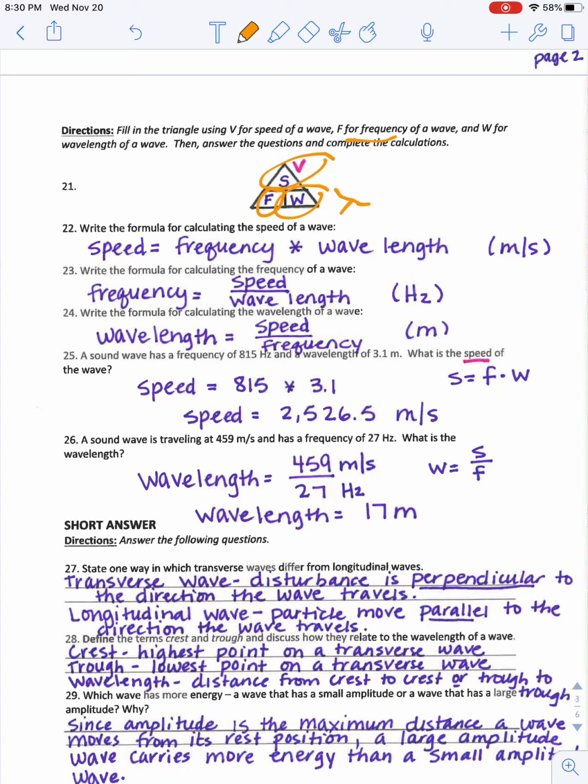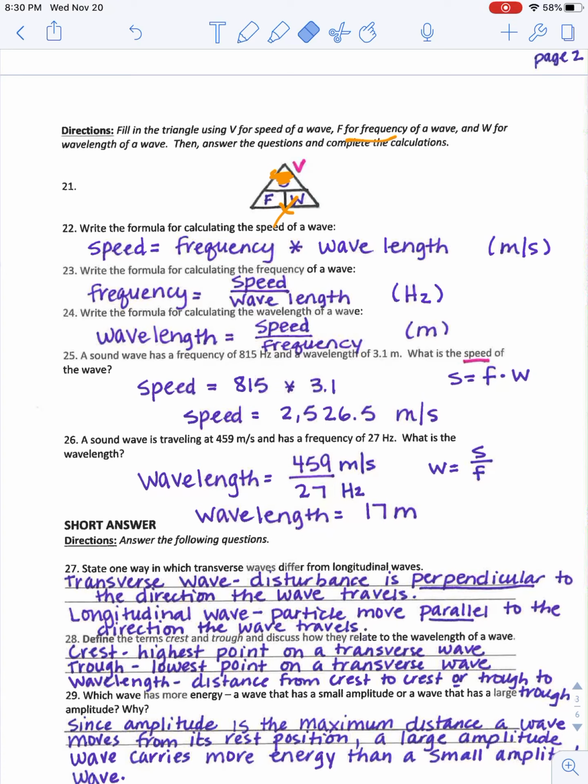All right, so what are we going to try to find here? Let's look at this very first question. We're going to find the formula for finding the speed of the wave. Okay, so whatever I'm trying to find is what I'm covering up. What am I left with? Frequency times wavelength. When they're right next to each other, we're multiplying.